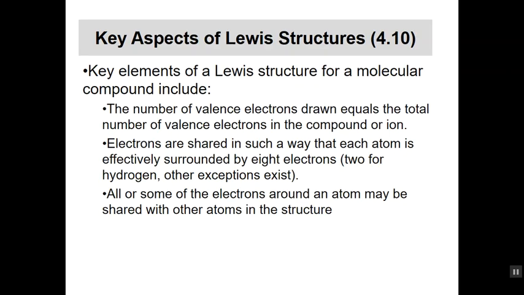We can't be getting electrons from elsewhere in drawing these things out. Secondly, the electrons are shared in such a way that each atom is effectively surrounded by eight electrons, has its octet. Now, hydrogen takes two. There are some other exceptions we're not going to worry about. They share the electrons, so each one looks out and says, oh, I've got my octet, and they're content, and the atom next to it is content too, because it thinks it has its octet.